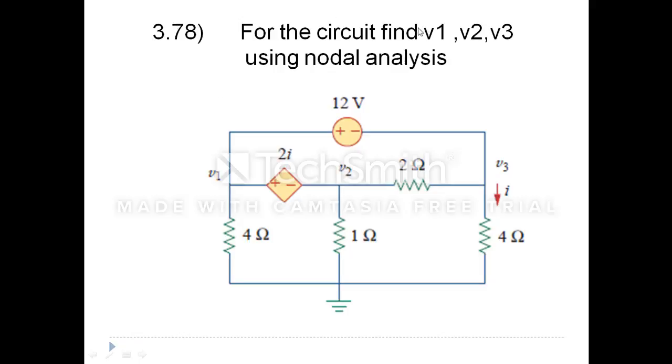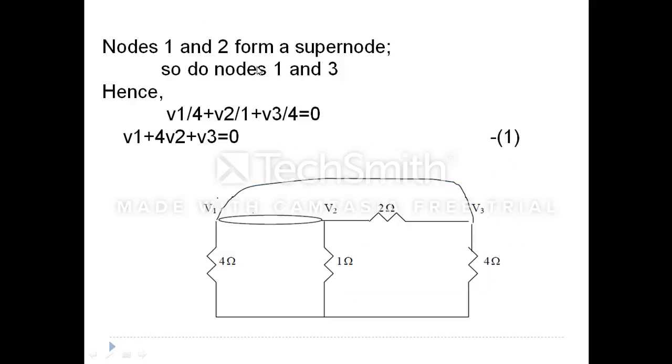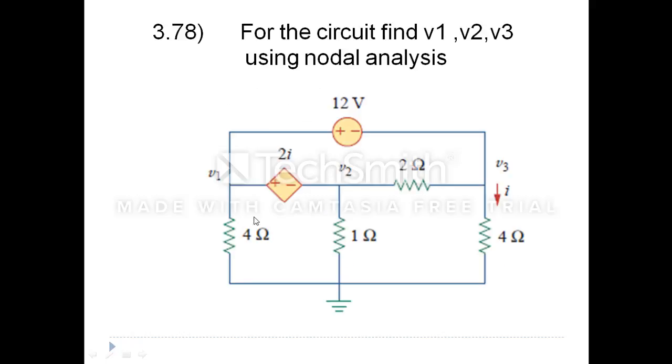For the given circuit, find V1, V2 and V3 using nodal analysis. Here is the given circuit. There are 3 nodes: node 1, node 2 and node 3. Node 1 and node 2 form a super node. As you can see, there is a current source between node 1 and node 2, so it will form a super node.